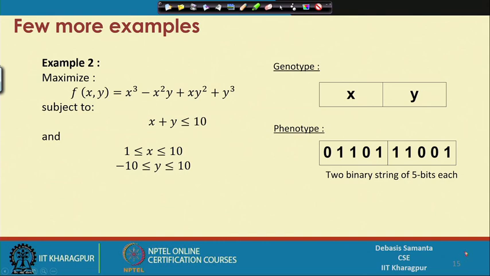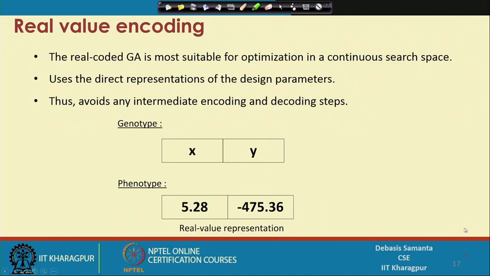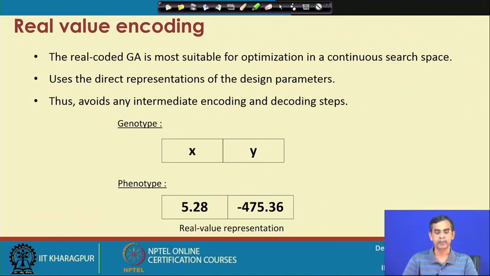Now, we have discussed the different encoding schemes, the binary encoding scheme, and now we will come to the discussion of the real value encoding scheme. The real coded GA is most suitable for optimization in a continuous search space, and it basically uses the direct representation of the design parameter. Unlike the binary encoding scheme, where there is a need to convert any value into its binary equivalent, here there is no need to represent in binary. So, it is straightforward.